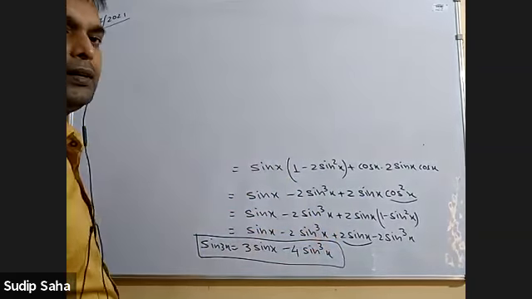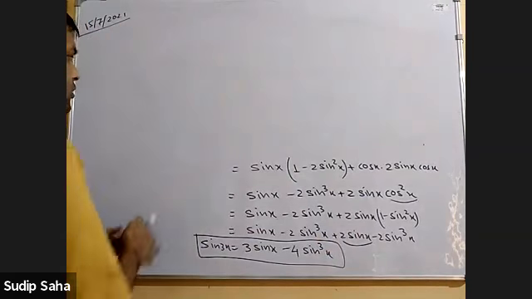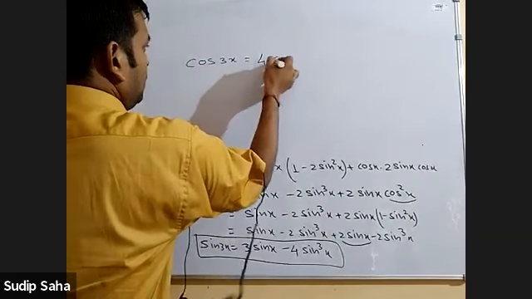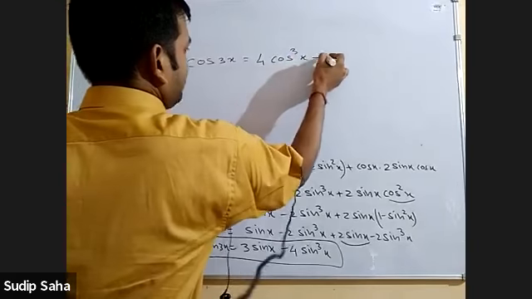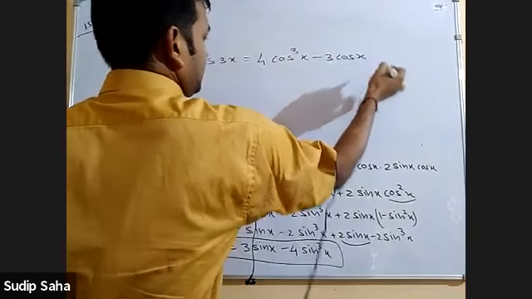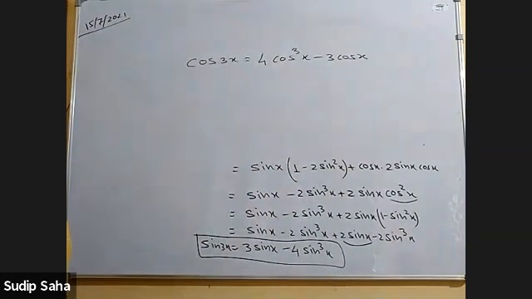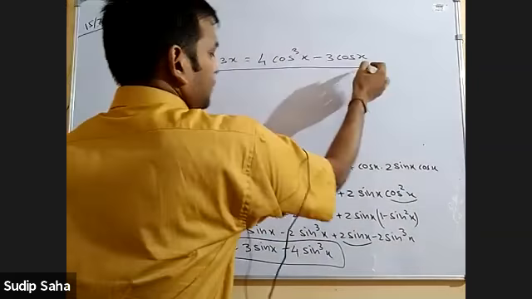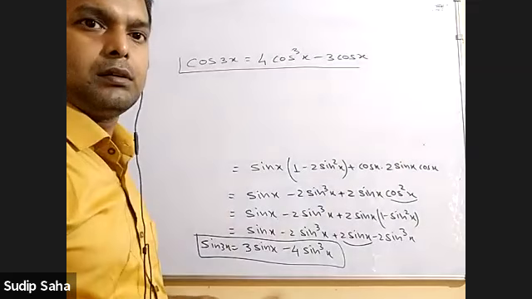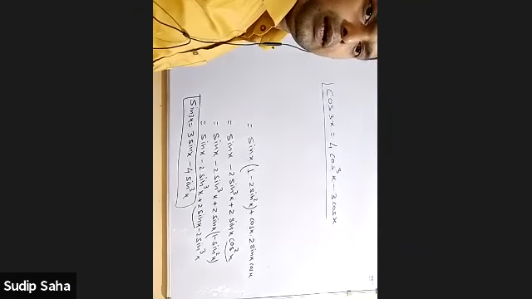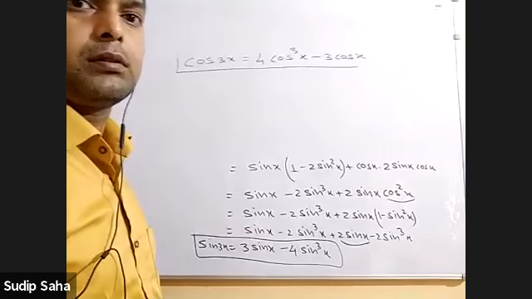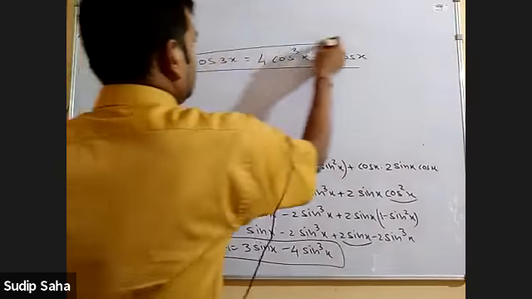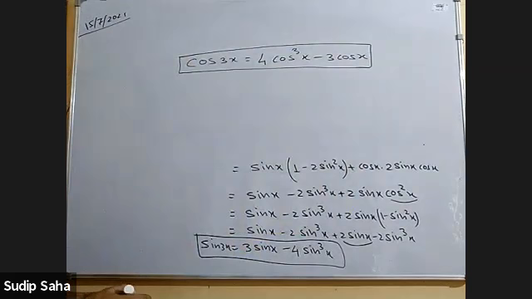Very good. Now say cos 3x. The formula is 4 cos cube x minus 3 cos x. This is the main formula. Now, how to derive, see?